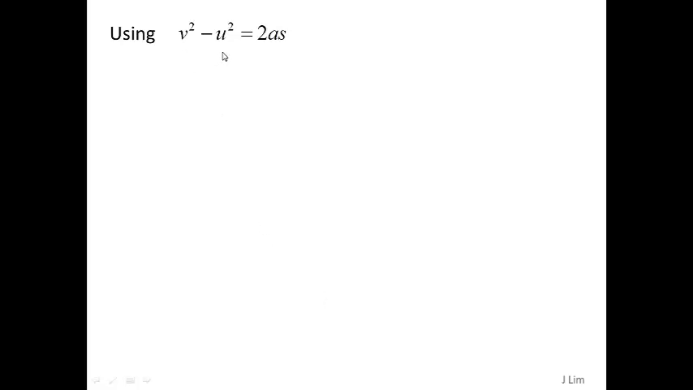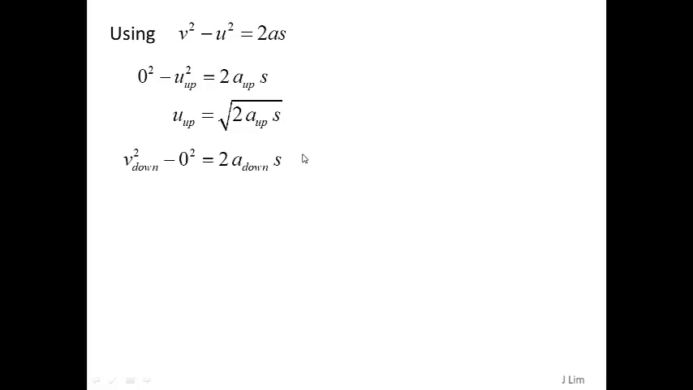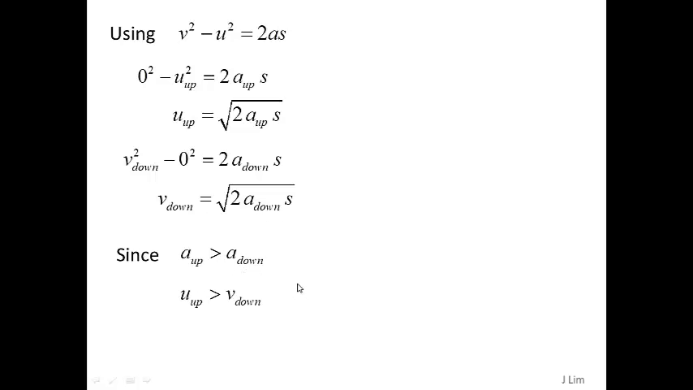So using v squared minus u squared equals 2as, this equation is valid for constant acceleration. So we end up with the initial upward speed squared being 2 a up times s, and then downward v squared will be 2 a down multiplied by s. So since a up is greater than a down, we end up with u up must be greater than v down.